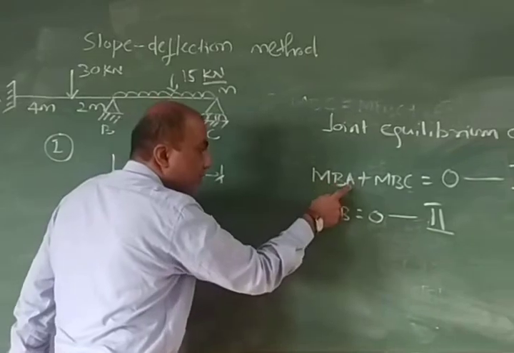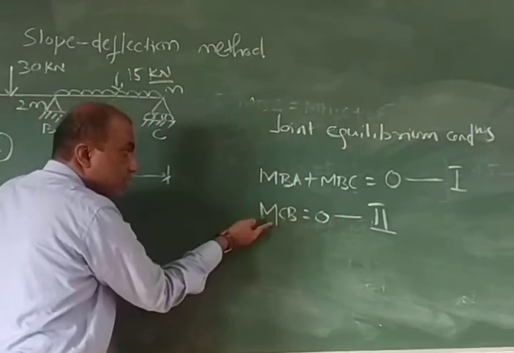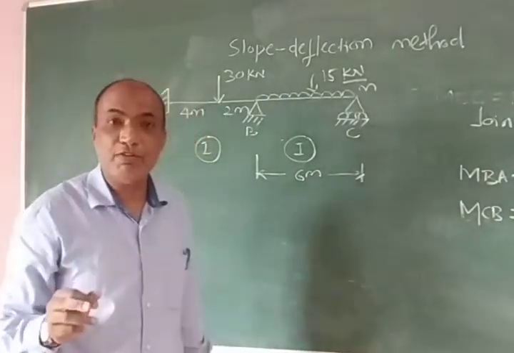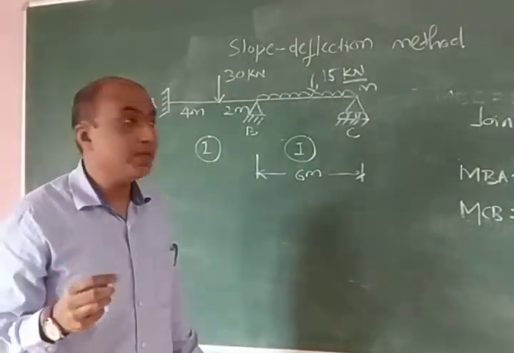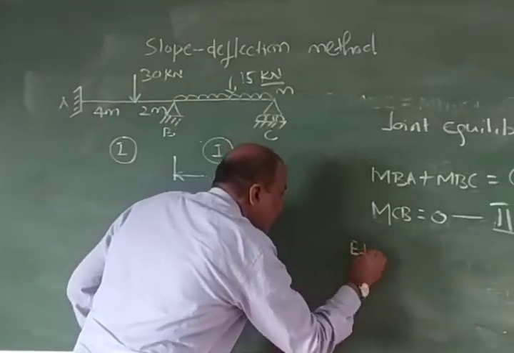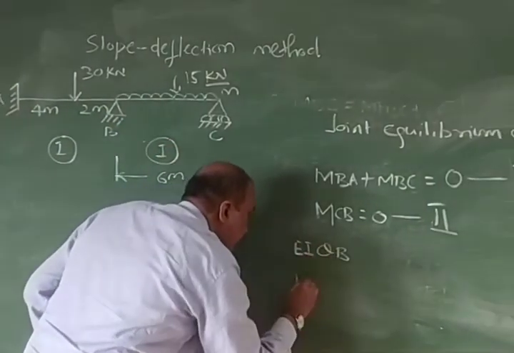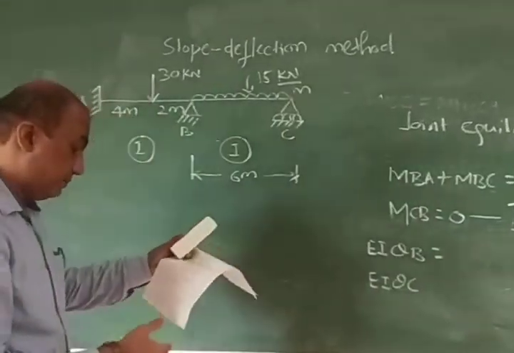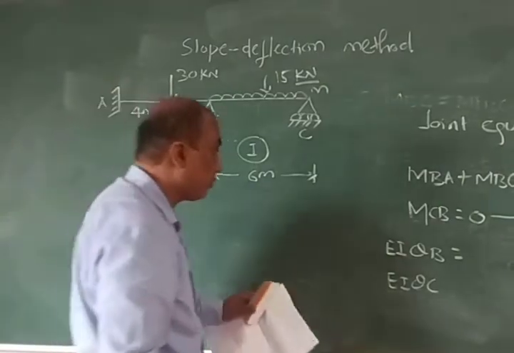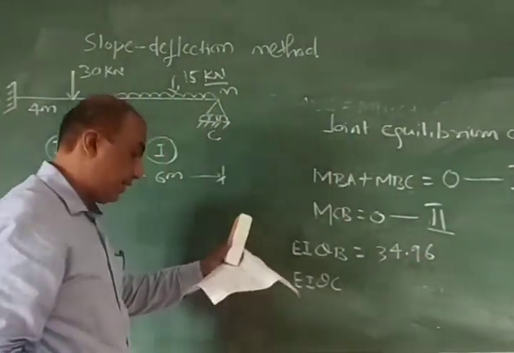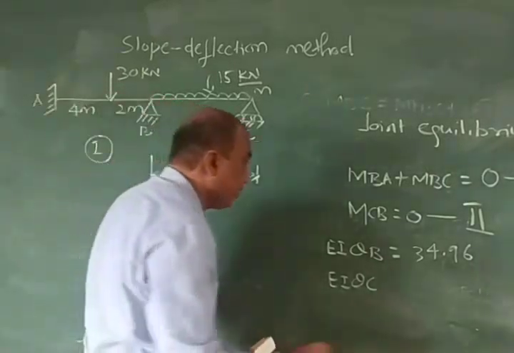You have to solve these two equations. First simplify this equation and then take this equation. Solve these two equations using your calculator. Simultaneous equations with two unknowns. Once you solve, you are going to get the values of EI theta B and EI theta C. So I have found out the values of EI theta B, which is equal to 34.96, and EI theta C is minus 84.92.